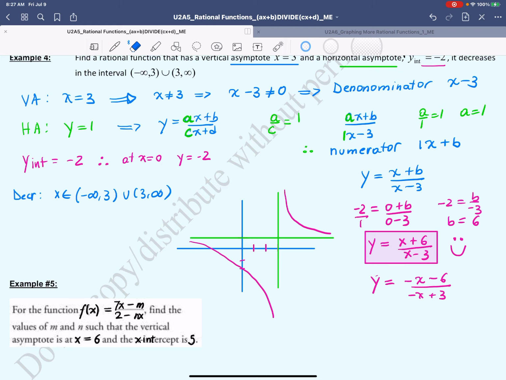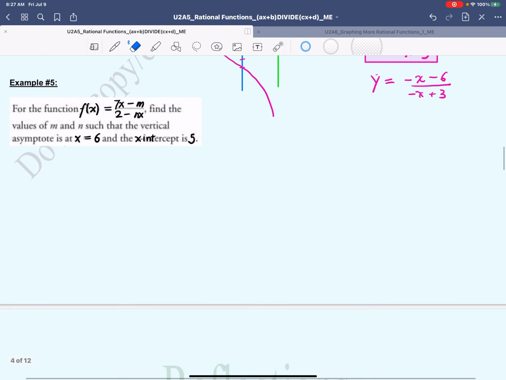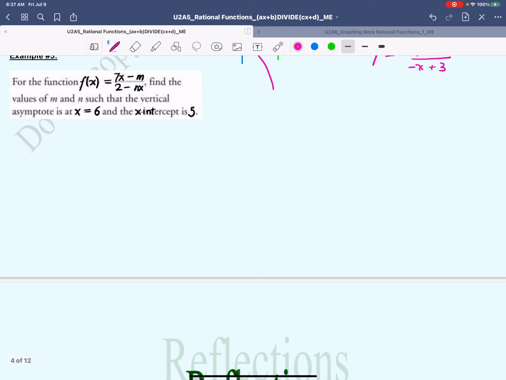So, moving on to the next example, we are given the function f of x equals 7x minus m divided by 2 minus nx. So notice that here we're missing some coefficients or constant terms. So we're missing m and n. We have to find the values of m and n if we're given that the vertical asymptote is at x equals 6. And the x-intercept is at 5.